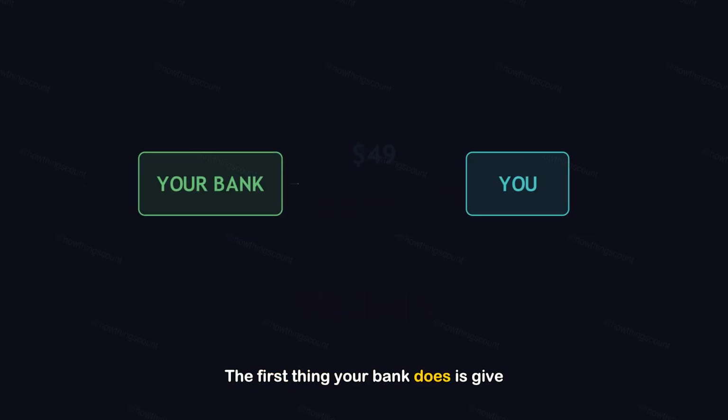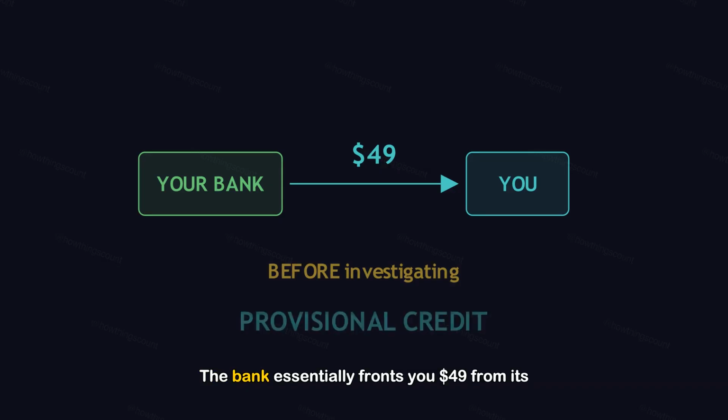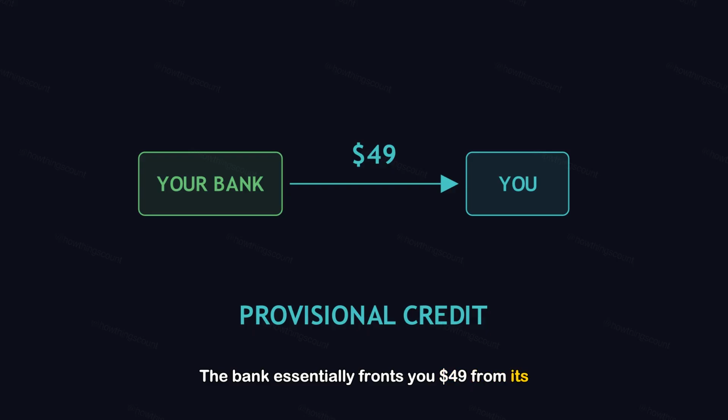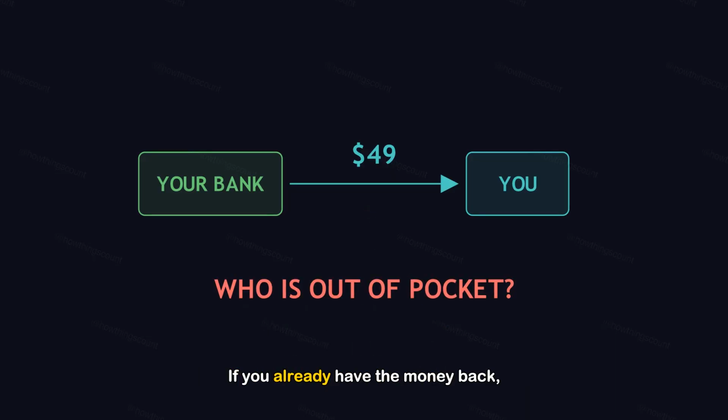The first thing your bank does is give you the money back. Before investigating, before contacting anyone, this is called a provisional credit. The bank essentially fronts you $49 from its own reserves while it figures out what happened. Think of it like a hotel that refunds your room charge the moment you complain. Then quietly investigates whether the complaint was valid. The consumer is made whole immediately. But that creates an uncomfortable question. If you already have the money back, who is currently out of pocket?